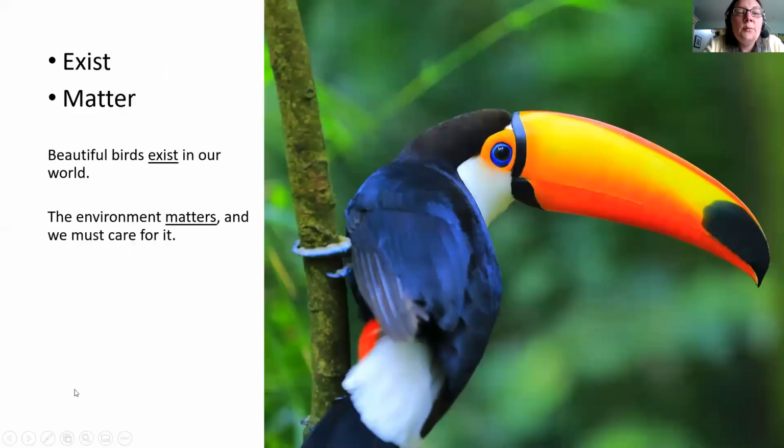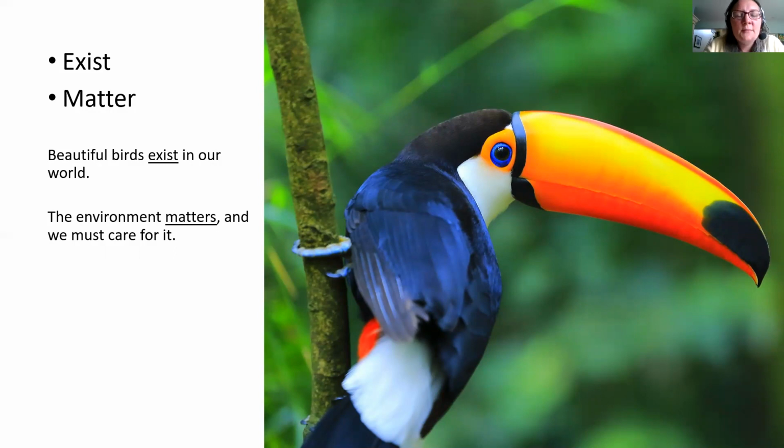All right, now we have exist and matter, kind of related, but I put them together just like they are in the book that we use, and you can kind of think of them as a pair. Beautiful birds exist in our world. They live. They are alive in our world. That's exist. Okay. They simply are. We can go touch them.